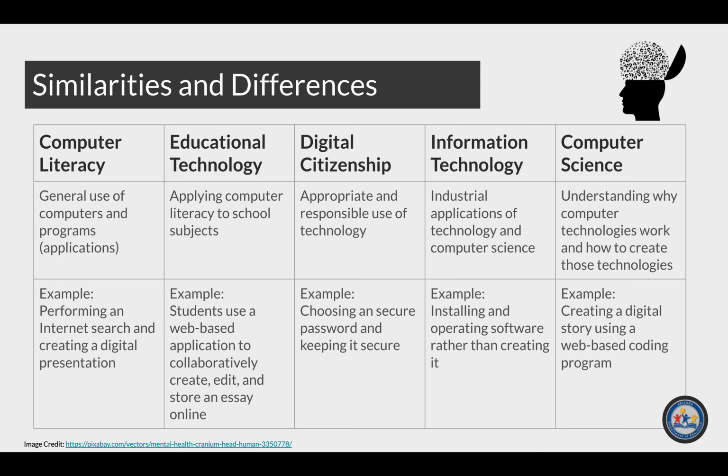My students have been using technology for a long time. Isn't computer science the same thing? Computer science is sometimes confused with other areas of technology. Take a look at this table. Computer science builds on the concepts of computer literacy, educational technology, digital citizenship, and information technology, but it is not the same. The first four concepts focus on using computer technologies as opposed to understanding how and why they work and how to create those technologies.